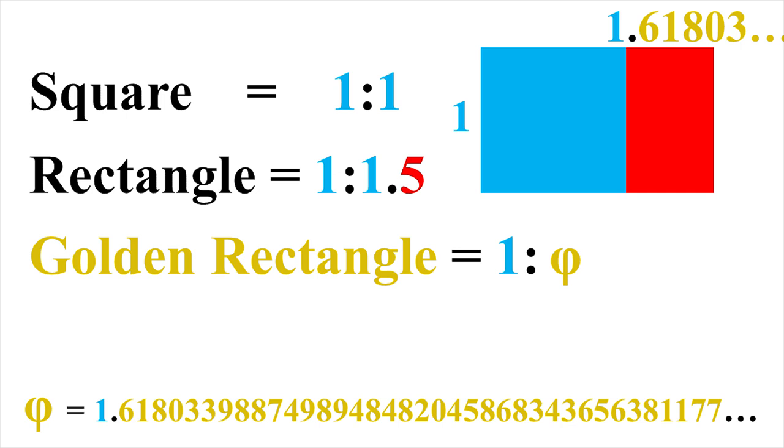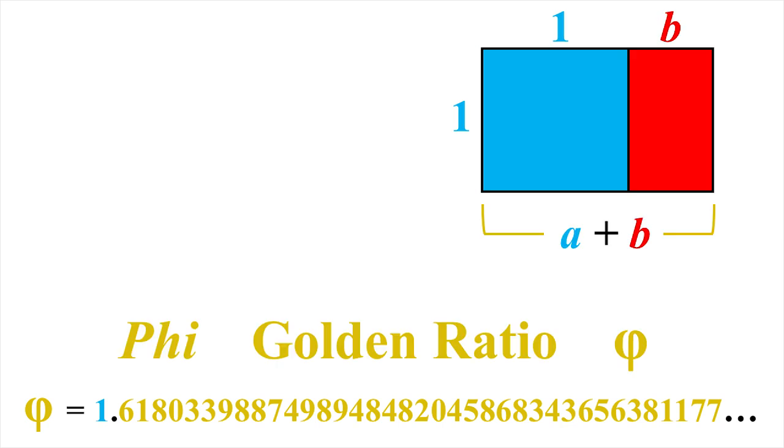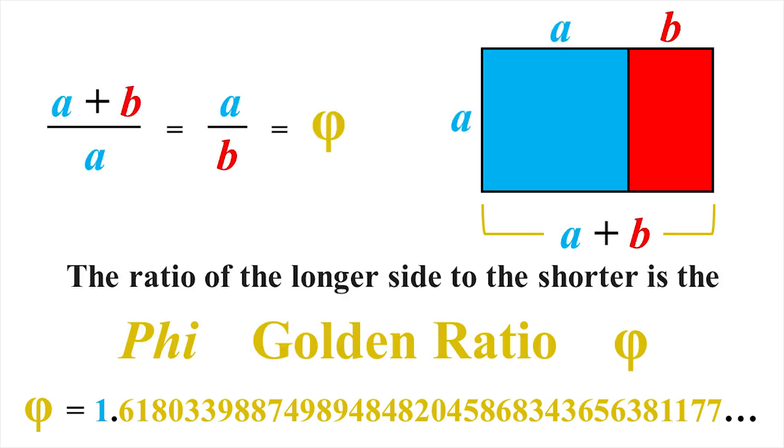And you can represent this in a picture. The golden ratio is, if you take A plus B and divide it by A, so you're taking the length divided by the width, it's going to be the same as if you take the sections of the length. A divided by B will give you phi. A plus B divided by A will give you phi. It's the ratio of the longer side to the shorter side.